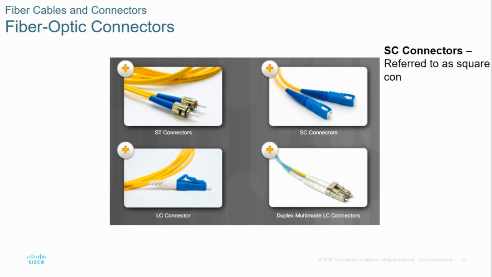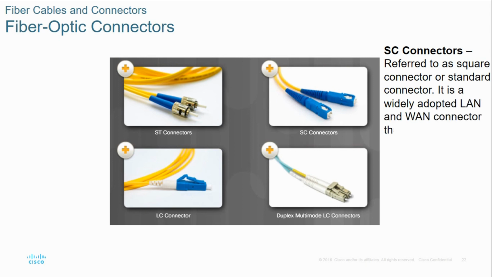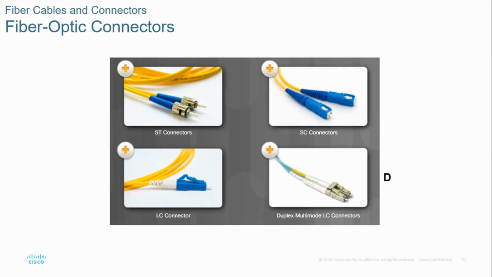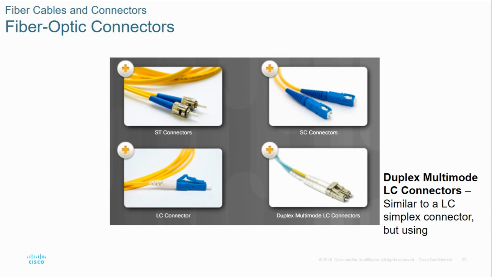The subscriber connector, sometimes referred to as a square connector or standard connector, is a widely adopted LAN and WAN connector that uses a push-pull mechanism to ensure positive insertion. This connector type is used with multimode and single-mode fiber. Lastly, we have the duplex multimode LC connector. This is similar to an LC simplex connector but using a duplex connector.